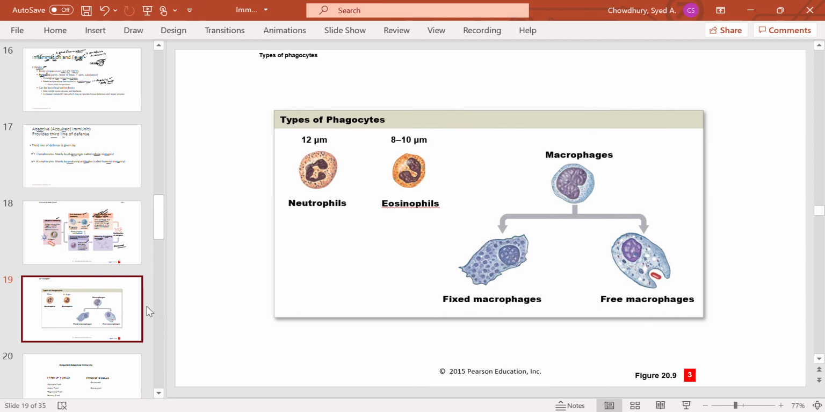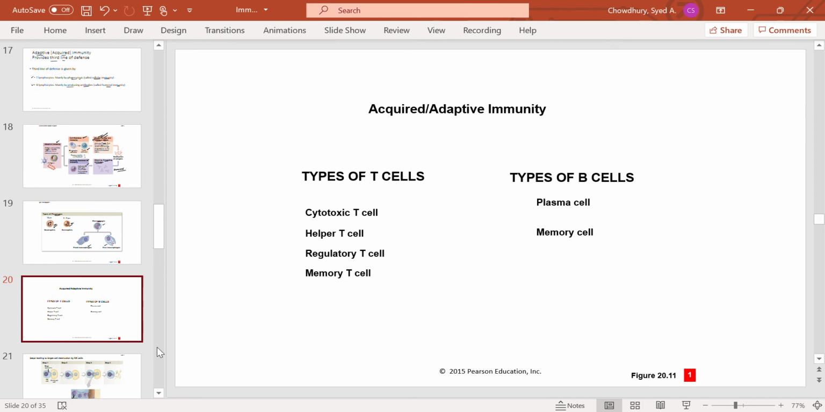So here these are the main phagocytic cells. Neutrophils are one type of white blood cells, and eosinophils. These are the main phagocytes or phagocytic cells in your blood, these two types of white blood cells, and macrophages. Macrophages are present in the tissue, and macrophages could be fixed in the tissue, present in one location, not moving. Another could be the free type, free flowing or circulating macrophages. Okay, they can move.